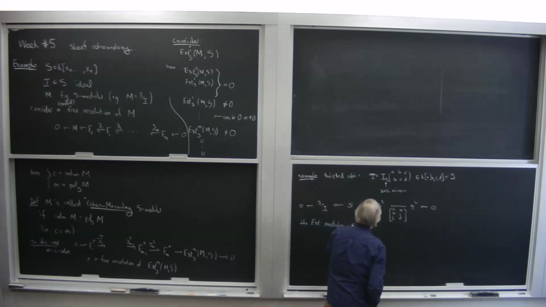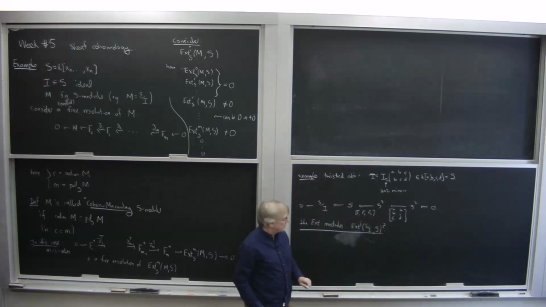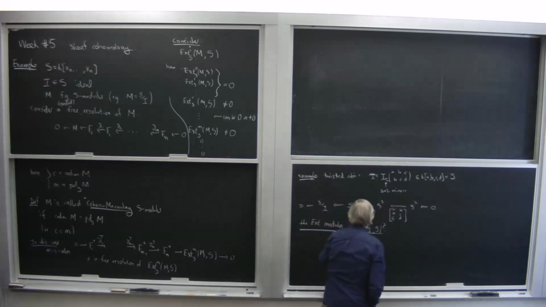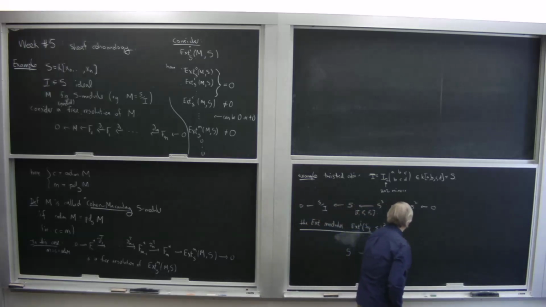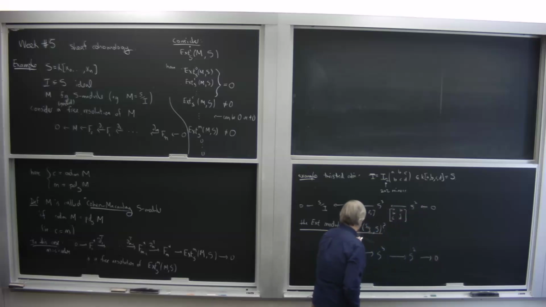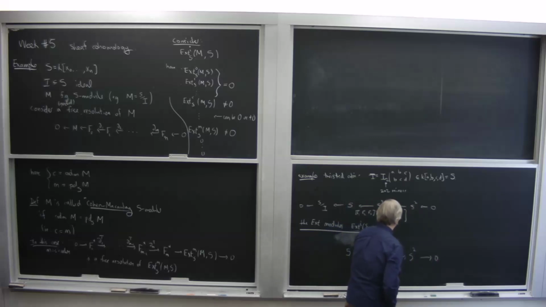So Ext^i of S/I into S. Okay, so what are they? Well, we take this free resolution and transpose it. So I take this, I map it to S^3, map it to S^2, and then this. And now I take the transpose. This is the map F1, F2, F3. And this is the matrix ABC, BCD.